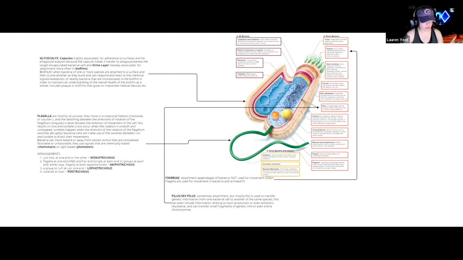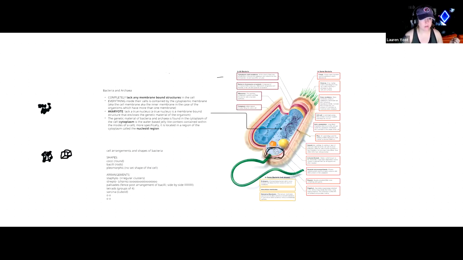So that's the flagella. So I'm actually going to go back to slide number 1 just really quick to touch on something because we're talking about lacking membrane-bound structures and all of this sort of stuff. Okay, so we're talking about bacteria and archaea and the general idea of what they are. So let's talk about the cell envelope of these guys. The cell envelope.